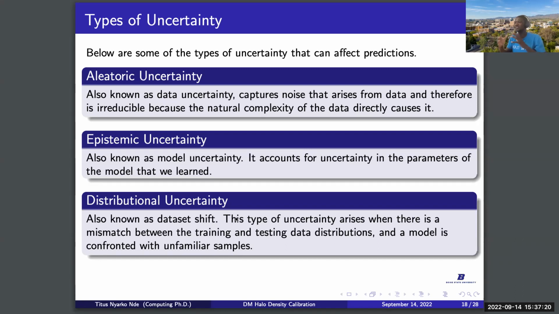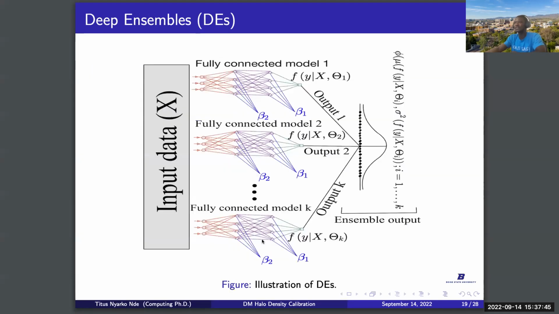This is something we call data shift. It's the situation where you fit a model on training data that has a distribution different from the test data. So you train your model on certain data and then you introduce the model to some kind of unfamiliar datasets. Okay, so this kind of uncertainty also arises.